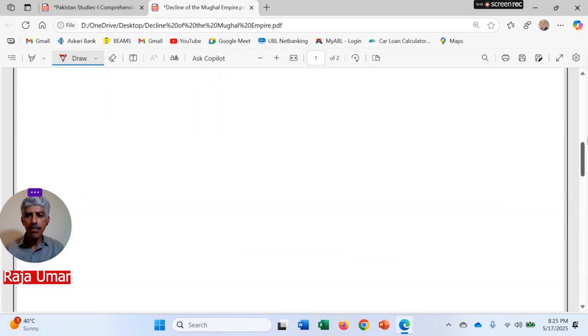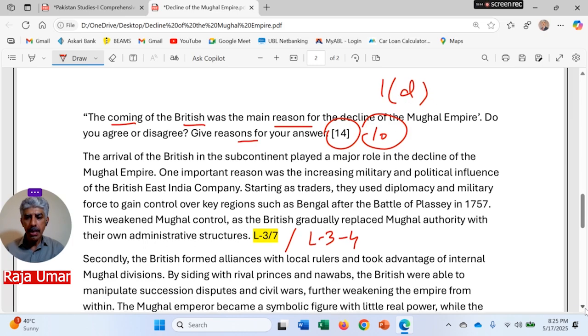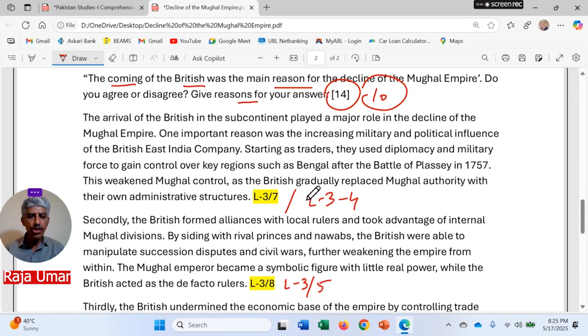if the question is of 10 marks. I mean, if you get the same question of 10 marks, that is 1D, then the level marking would be this one as I have mentioned over here with my pointer. So now, the arrival of the British was the main reason. It means that the question says that you are supposed to write about the reasons, whether this was the major reason or not, how.